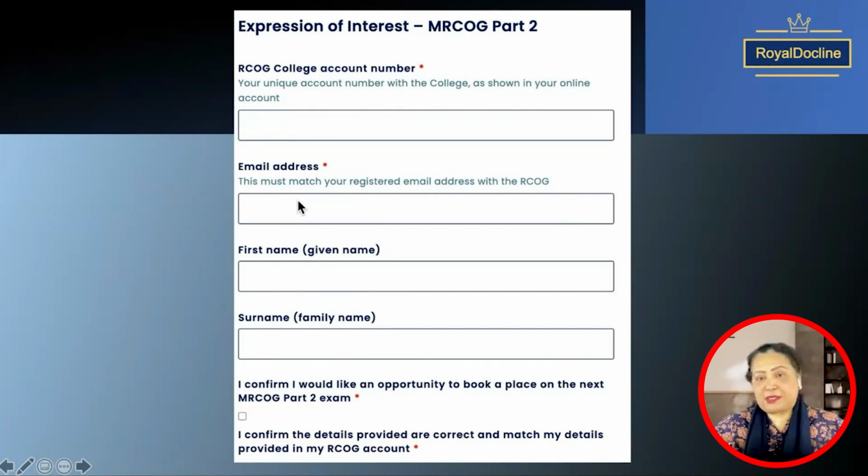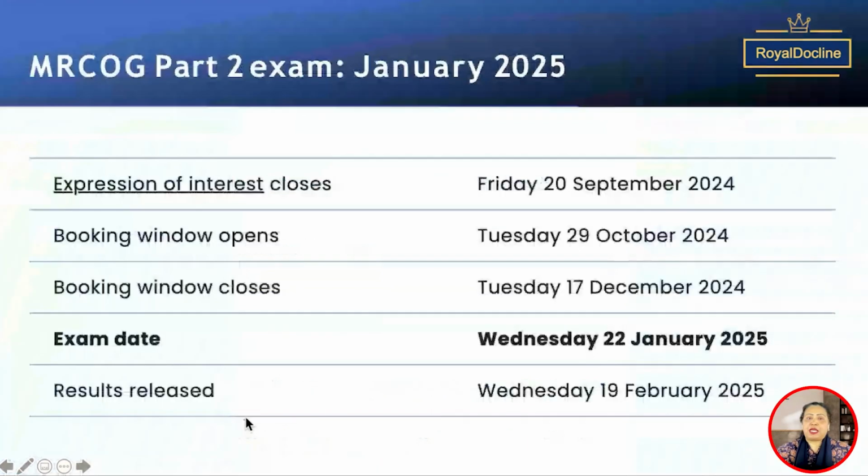Then your email address. Please be careful. You have to submit the email address where the RCOG will be corresponding with you. So be careful to keep watch of the email which you have given to them. Then your first name, then your surname. And this is, I confirm that I would like an opportunity to book a place on the next MRCOG Part 2 exam. You have to tick this box.